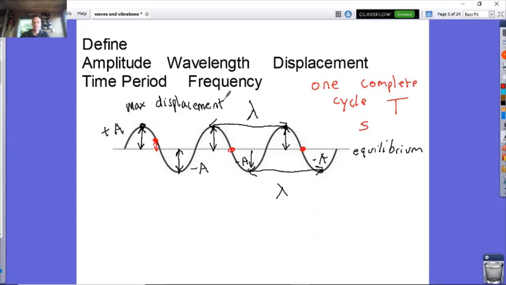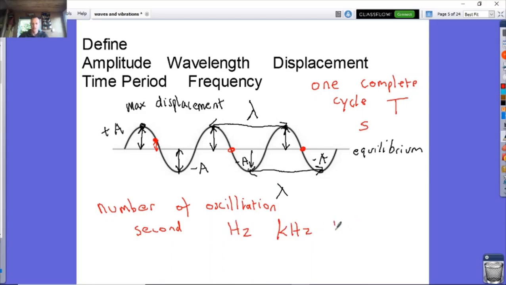Then finally, frequency. Well, that simply is going to be your number of oscillations, or you can call it cycles. I'm going to call it number of oscillations, and it's the number of oscillations in 1 second. It has the units Hertz, Hz, after the famous German scientist, and you might already have met before kHz, and that's 1,000 Hertz, or we can say 1 times 10 to the power 3 Hertz. And that's defining all those terms there.